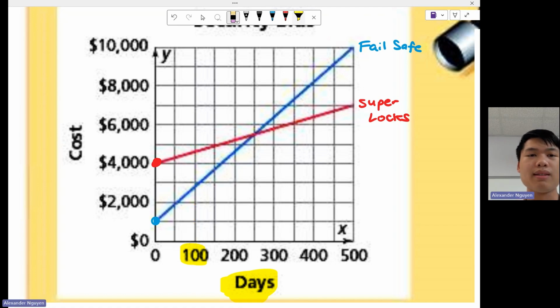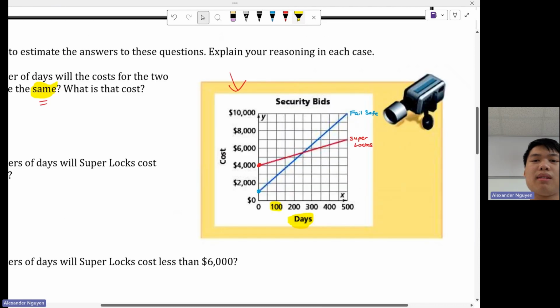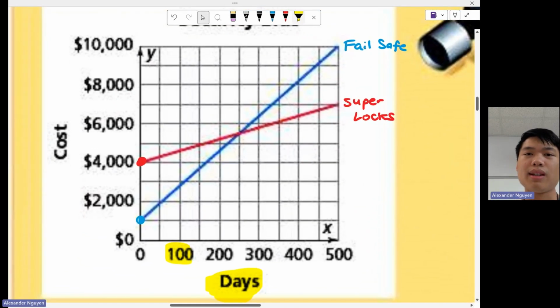Now, again, our first question number 1, it's asking what number of days will the cost for the two companies be the same? What that means is Superlocks is red, Failsafe is blue. When the cost is the same is when those two lines intersect. Okay. Where the two lines intersect, we call that the point of intersection. We learned about that already. And we want to figure out how many days is that? Well, we just look down on our x-axis. Looks to be about in between 200 and 300. So I would say 250.